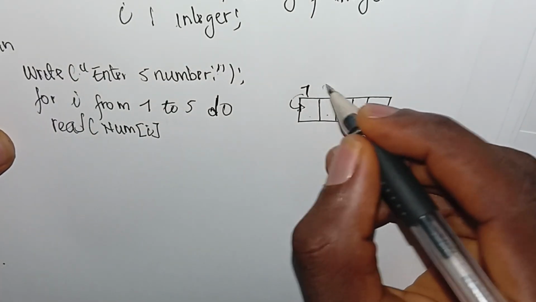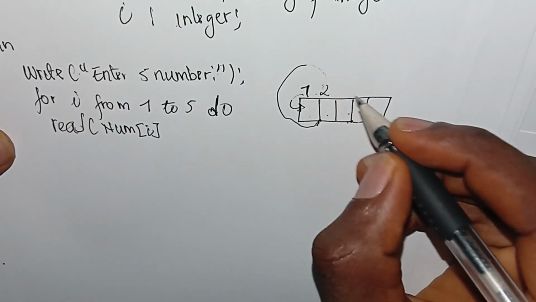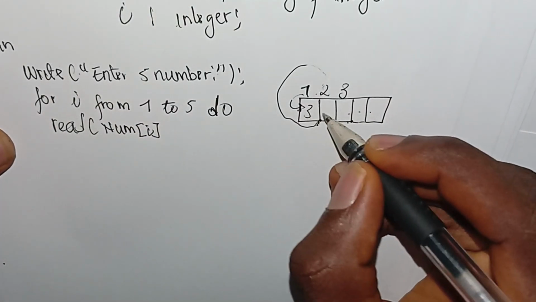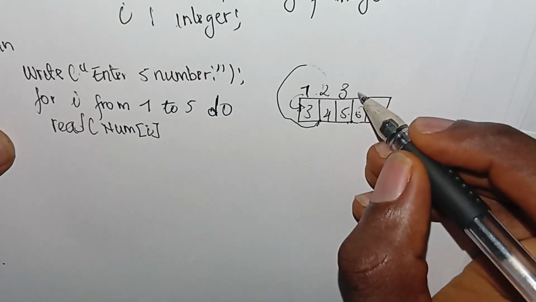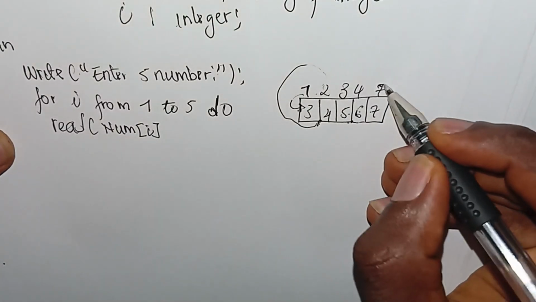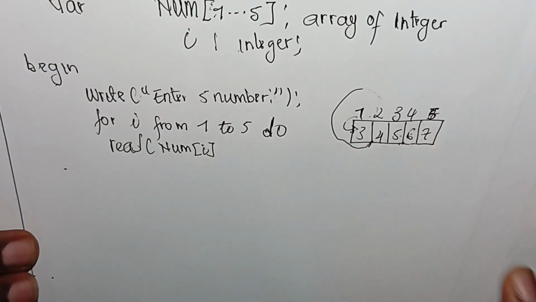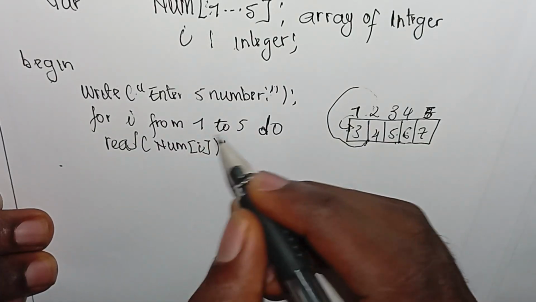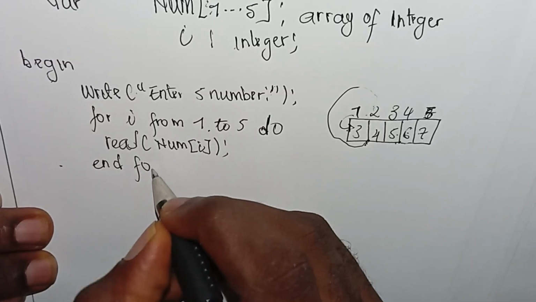During the second iteration, I would be 2, and it takes whatever value the user writes in and stores it in this room. So if in the first iteration the user enters 3, second 4, then 5, 6, 7. That's how it's going to work. During the fourth iteration, it's going to read the 6, and during the fifth iteration it's going to read the 7. So that's kind of how an array functions. This loop is going to run 5 times and it's going to end. So we want to end the for loop.